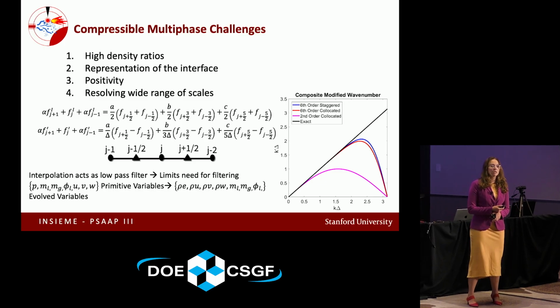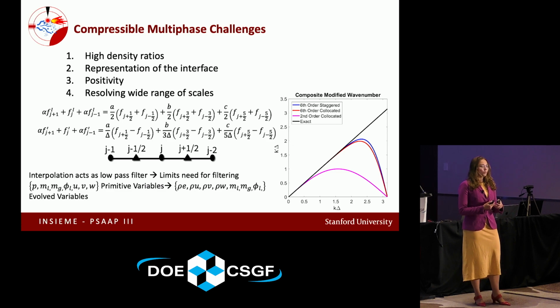And the reason we do this is because it provides greater robustness. One common issue with high order methods is aliasing error, where you have high order content that causes numerical oscillations. A common method to remove high order content from compact finite difference schemes is to apply a filter that just removes it. However, with the staggered method, the interpolation acts as a low pass filter and decreases the amount of aliasing error you have. And this significantly reduces the need for filtering, which has been shown previously for compressible single phase flows.